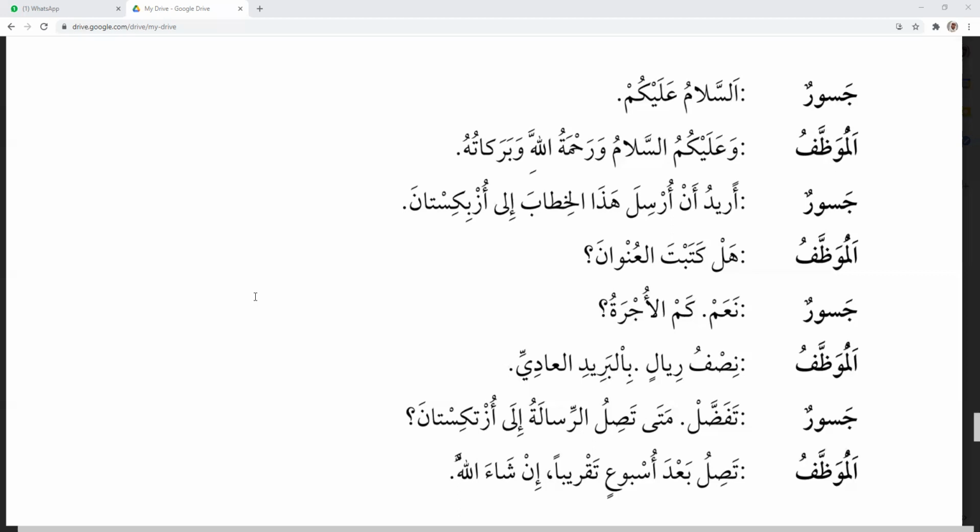إلى أوزبكستان, to Uzbekistan. Why is it with a fatha? Uzbekistan. It doesn't take, I only know how to say it in English, like it's a diptote. What's it called in Arabic? We want to learn the Arabic, yeah? ممنوع من الصرف. No. You probably already know how to write it. Let me just write it so you know. Inshallah, make it easy for you to memorize as well. Actually, yeah, that would be better.